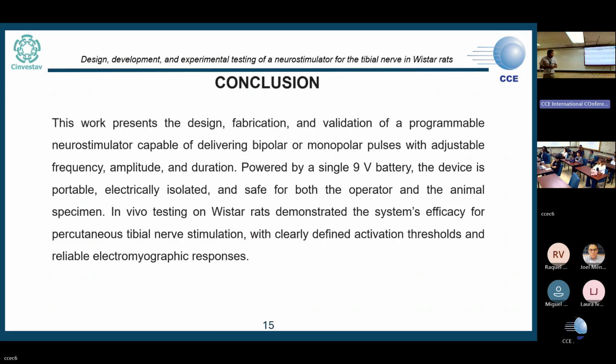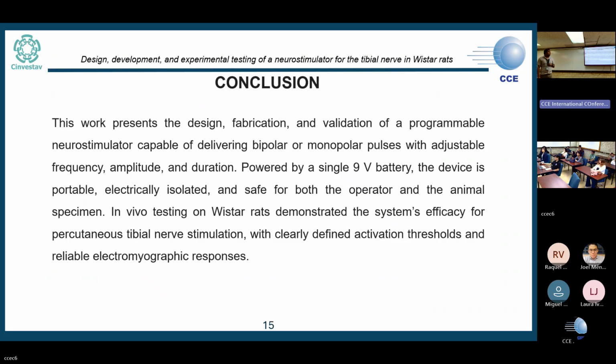And as a conclusion, this work presents the design, fabrication, and implementation of a device that delivers monopolar or bipolar stimulation. In this case, we use a 9 volt battery, and the device is electrically isolated for the researcher and the animal model. And we performed in vivo testing on Wistar rats.